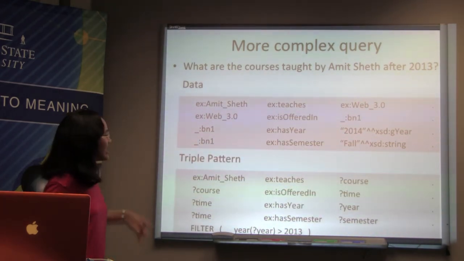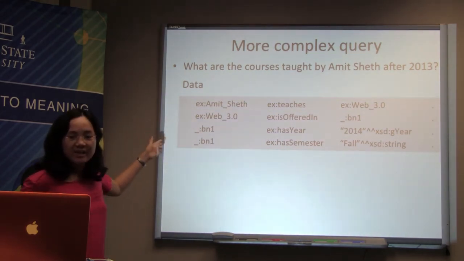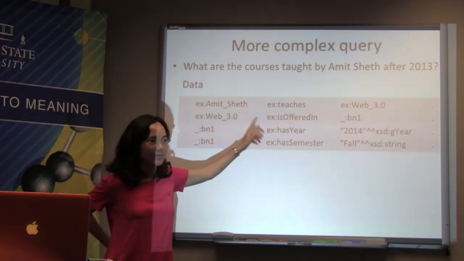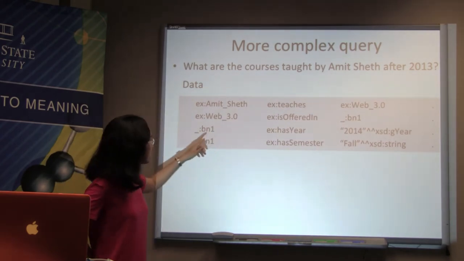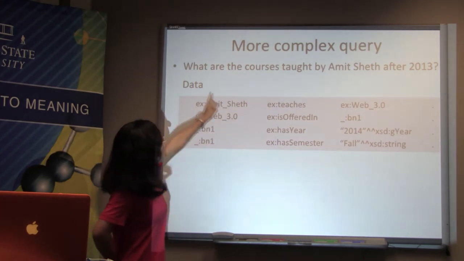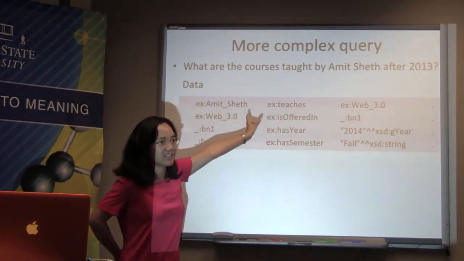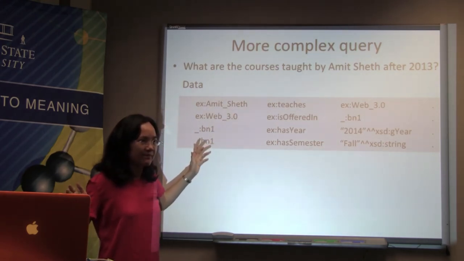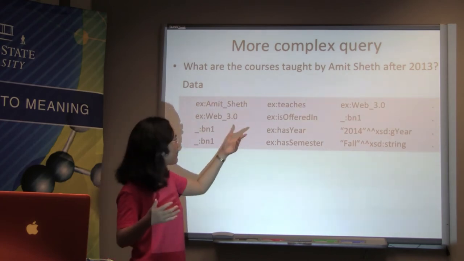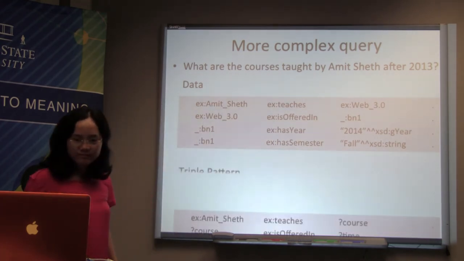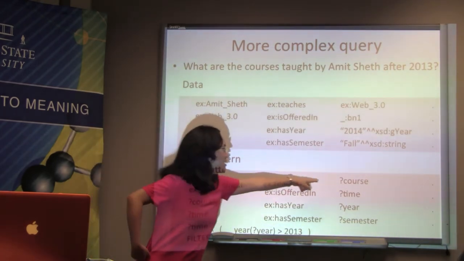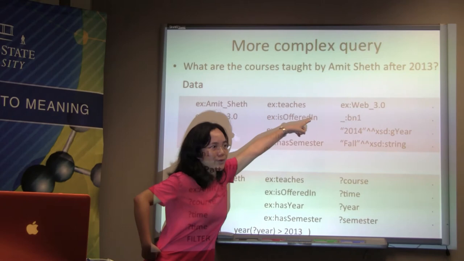So, similar to the previous example, when we have a specific resource, we put that as a variable. When we ask what the courses are, that means we don't know the course yet, so we specify it as a variable, like some course. So we start with the subject being some course instead of Web 3.0.